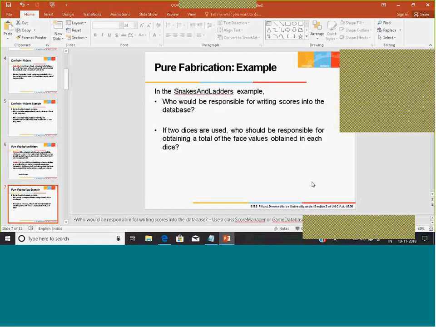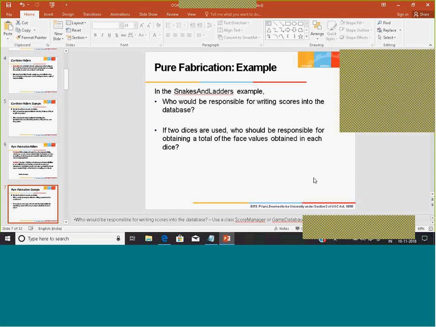I've got a few questions here. So who would be responsible for writing scores into the database? This was the scenario that we have discussed throughout to understand the pure fabrication pattern. In the snakes and ladders example, who would be responsible for writing the scores into the database? And the answer is that we would use another class which would be responsible for writing these scores into the database.